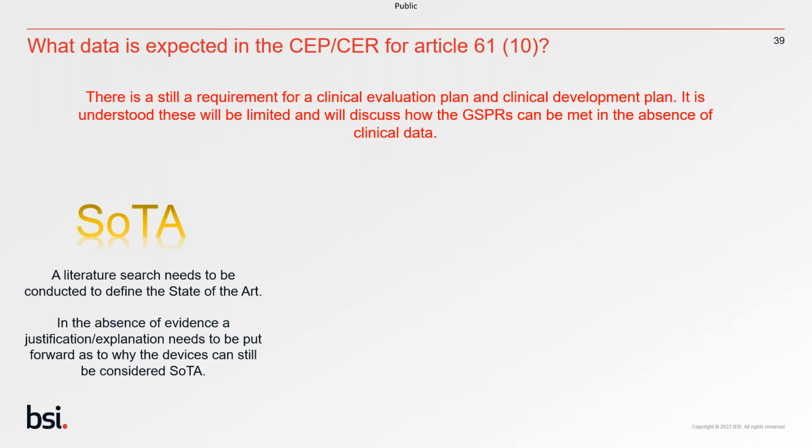So we expect, for example, that you perform a literature search, because you still need to define what the state of the art is. Take even a fridge for storing insulin: what are the actual appropriate methods today for storing insulin? Is there something that says a certain temperature range, etc.? That sort of literature search can help provide you and demonstrate the GSPR against state of the art.